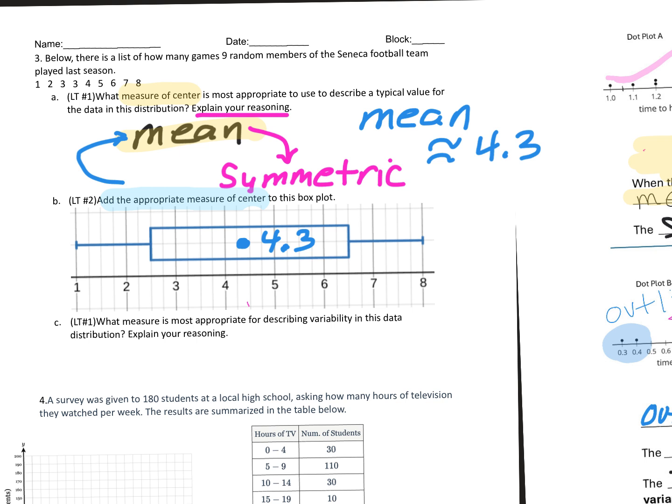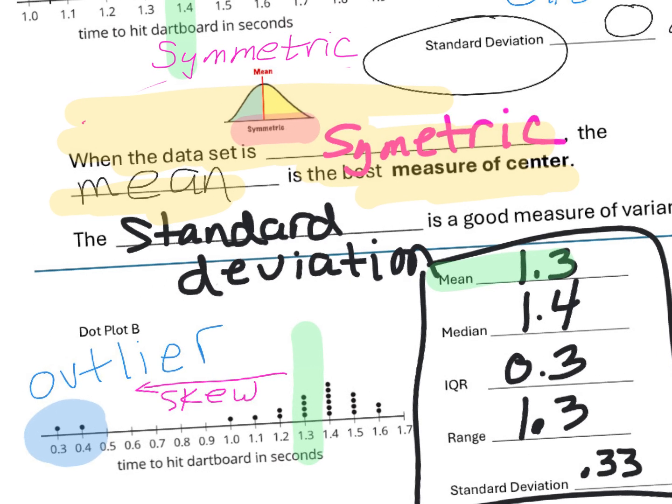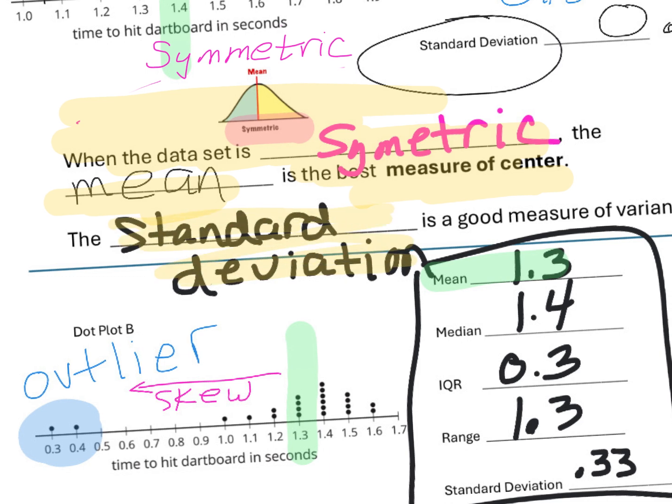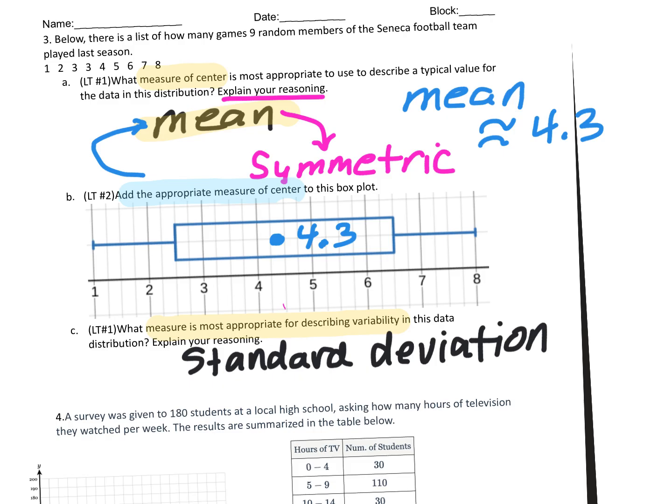Finally, part C asks you, what is the most appropriate measure for variability in this data? And again, I'm going to go to my cheat sheet. And again, we're still dealing with data that's symmetric. And when it's symmetric, the standard deviation is a good measure of variance. So our response here should be standard deviation. And to explain your reasoning, you can just say the data is symmetric.